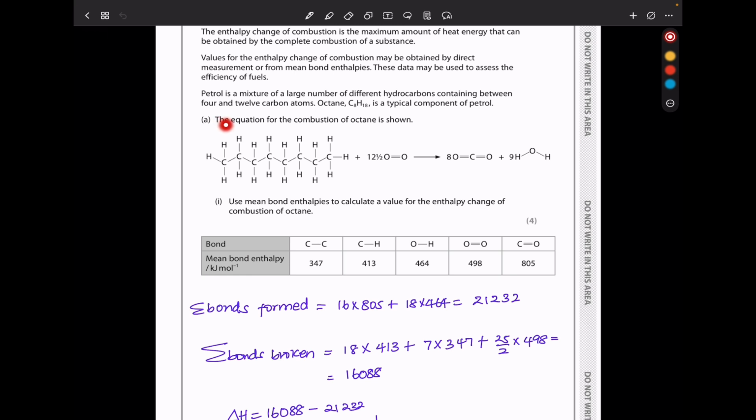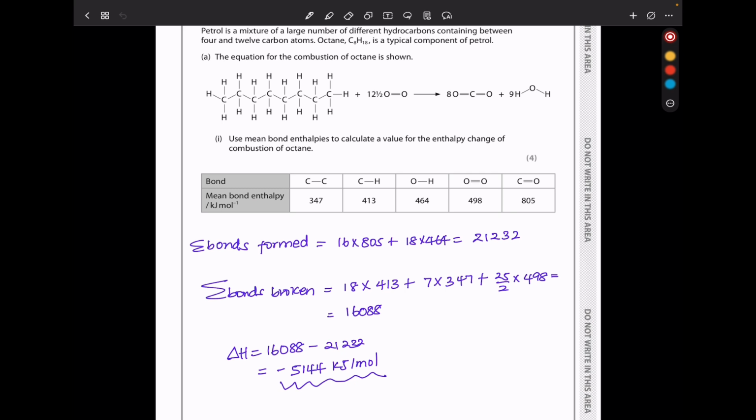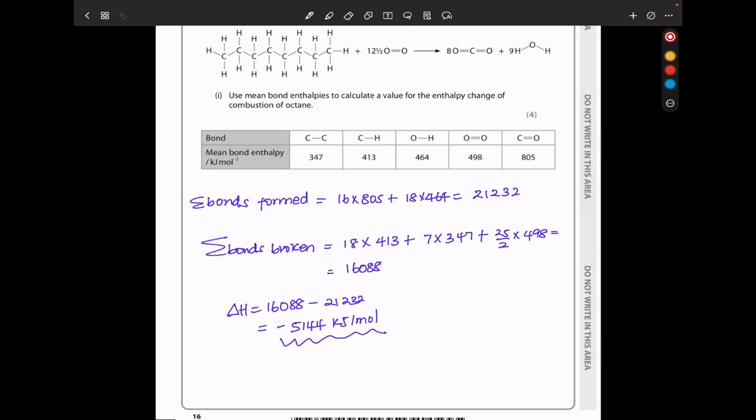So in part A, the equation for the combustion of octane is shown. This is octane burnt in oxygen to produce that. They say use mean bond enthalpies to calculate a value for the enthalpy change of combustion of octane. So here they've given us the bond enthalpies for the corresponding bonds that were used.